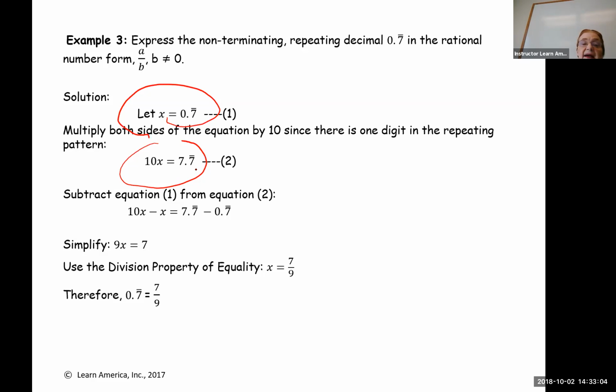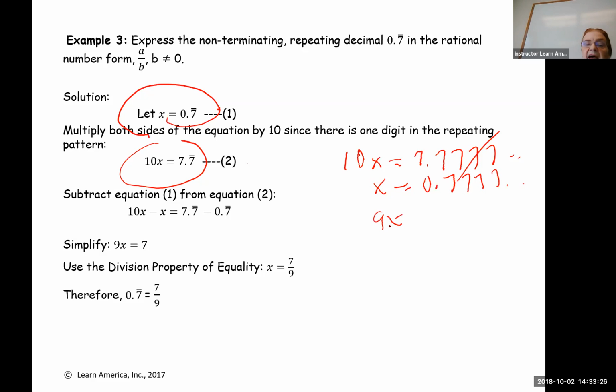So if you subtract equation 1 from equation 2, in other words, we're taking 10x equals 7.7 with the 7 repeating, going on forever, and then x is just 0.7 repeating forever, this part's going to drop out. And so we're going to wind up with 9x equals 7, and so x is equal to 7 over 9. So we see that the repeating decimal winds up being expressible in the form of a common fraction, a rational number.